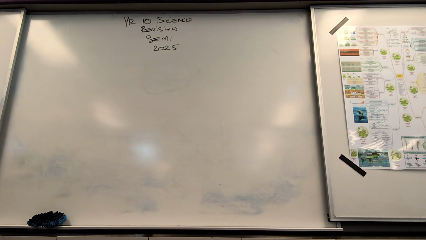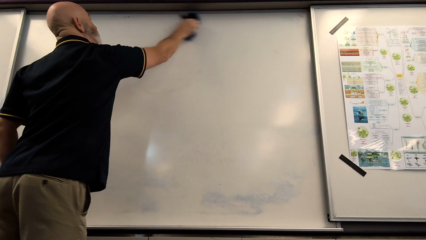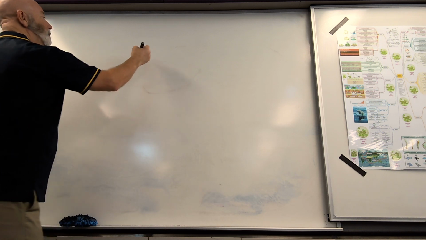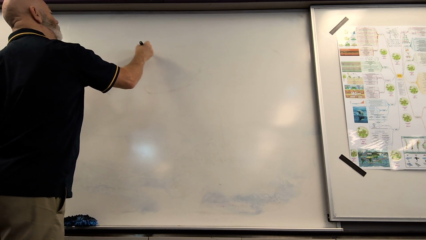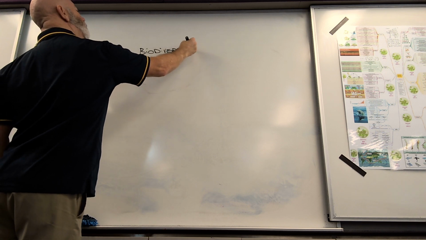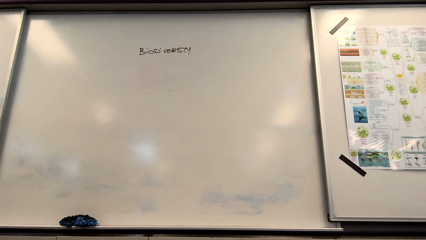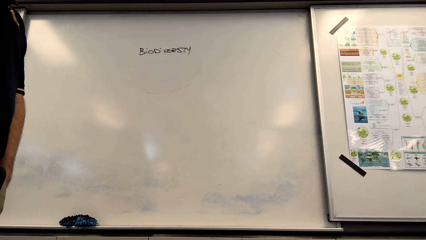So the first thing that we need to understand is about biodiversity. What does the word biodiversity mean? Well done. The range of all life.